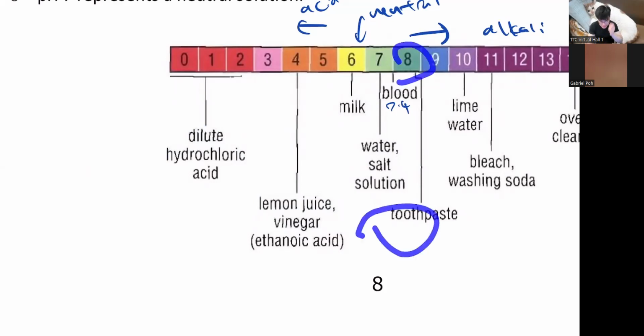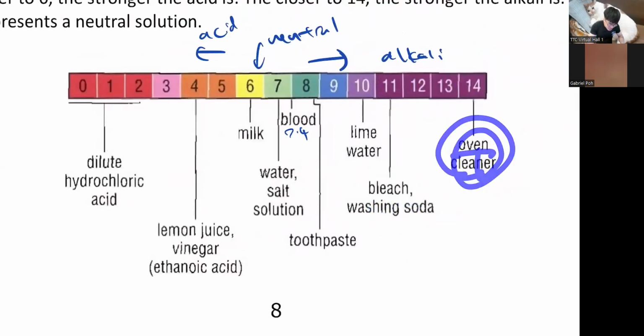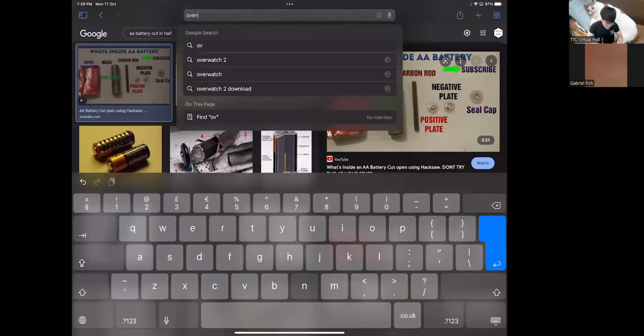Toothpaste is a weak alkaline. When you brush your teeth, that's why it's safe to put in your mouth. Lime water is 10. Bleach is 11. This is where it starts to get strong. 14 is freaking strong because it's an oven cleaner. What is this thing? Don't let this touch your skin, please.